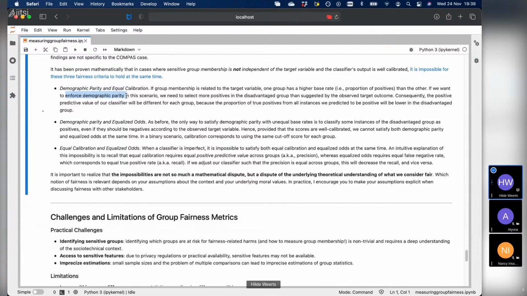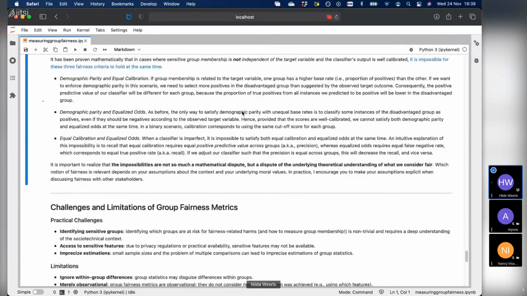So then if you want to enforce demographic parity, this means that you need to select more positives in the disadvantaged group than what was suggested by what you have observed in the target variable, right? Because you want to increase the selection rate compared to the base rate that is actually in the data set. So the positive predictive value must be different for each group, because the proportion of the true positives that we predicted to be positive will be lower in the disadvantaged group. And we can make similar arguments for demographic parity and equalized odds, and also for equal calibration and equalized odds.